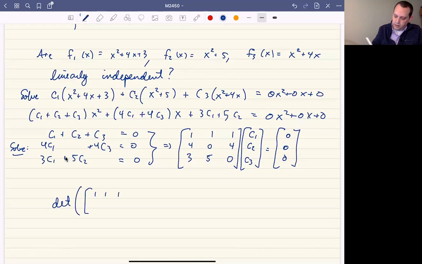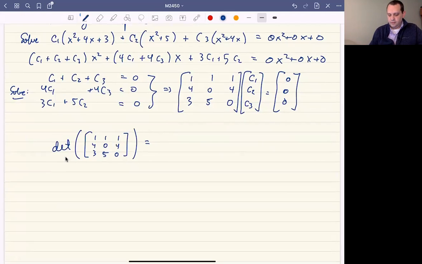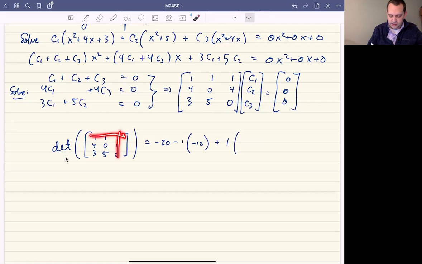So let's look at the determinant 1, 1, 1, 4, 0, 4, 3, 5, 0, and expand along any row or column if you want. There are some zeros that you can exploit, but whatever. If you want to do it, go for it. I'm just going to expand along the first row. So we're going to get 1 times the determinant of the 2 by 2 submatrix, so that'll be minus 20. Minus 1 times the determinant of the 2 by 2 submatrix, so that'll be minus 12. So it's negative 20 plus 12, and then plus 1 times the determinant of the 2 by 2 submatrix, so that'll be 20 minus 0.